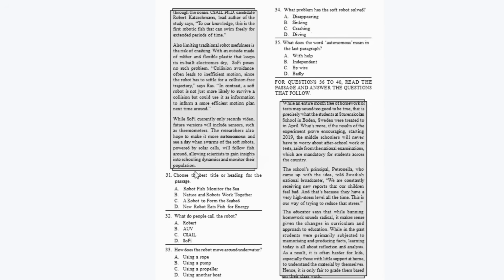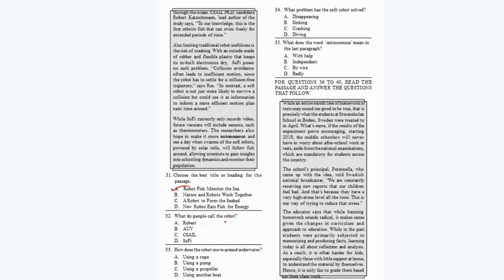Okay. So this is the easiest part of the whole paper. Everything will be mentioned in the passage. You need to read it carefully. Okay. Now, if you read the passage, you will be able to answer these questions. Choose the best title or heading for the passage. So the answer for this question is, robot fish monitor the sea. So it should be option A.